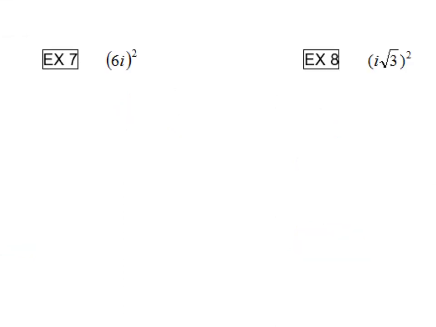All right, moving on to our next example. We have a 6i squared, so we're going to square everything on the inside. 6 squared is 36. i squared is i squared. But then we say, oh, yep, i squared is equal to a negative 1. 36 times negative 1 is negative 36.